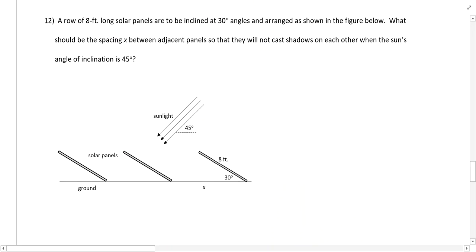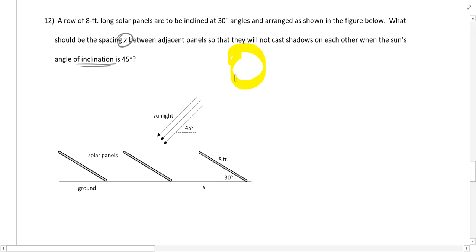Now we've got some word problems to encounter. So we have an interesting situation here. A row of 8-foot-long solar panels are to be inclined at 30 degrees and arranged based on this diagram down below. We would like to know the spacing x between each panel so that they will not cast shadow on each other when the angle of inclination, or the angle of the sun above horizontal, is 45 degrees.